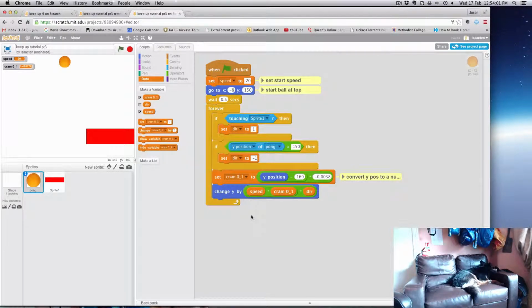So to go down, we need to change y by a negative number. It's got to get less, right? And to go up, it's got to be a positive number, because it's got to be adding to itself. Okay, very good.